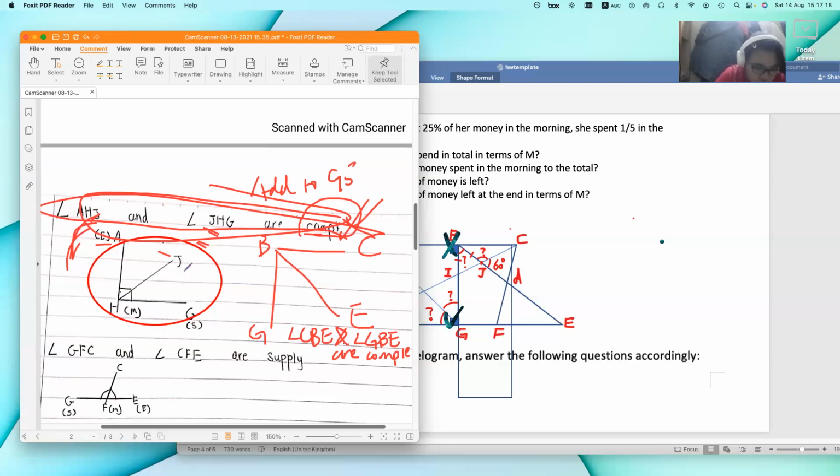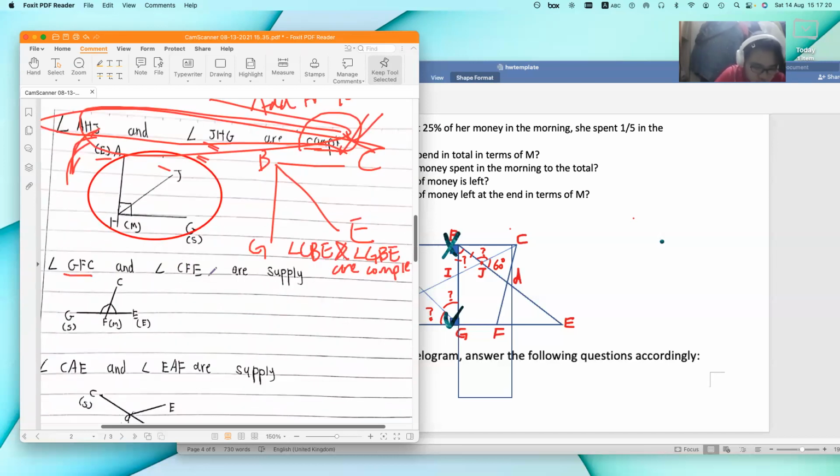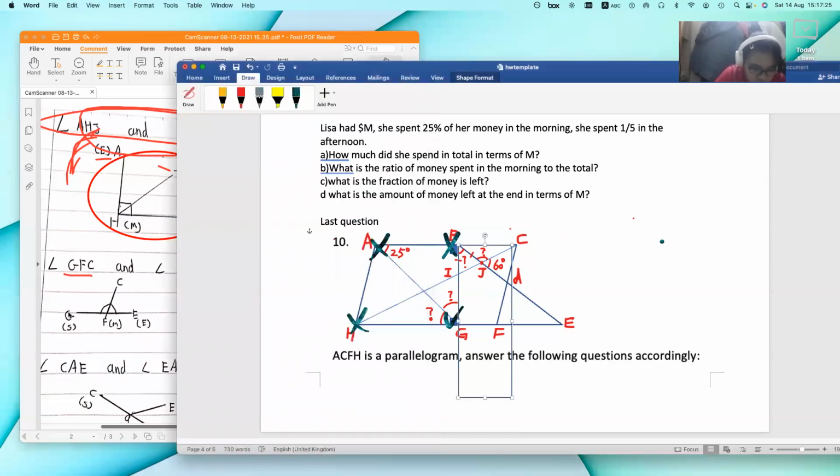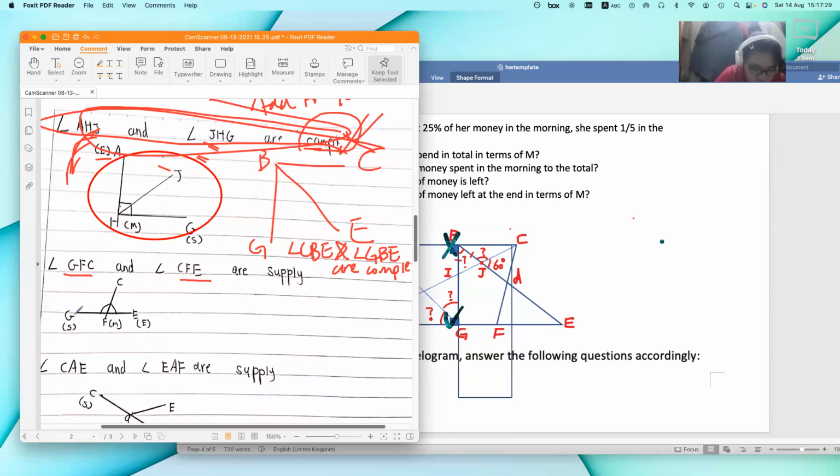All right? Next. GFC, CFE. So they add to... Okay, let's see. GFC. So you are taking GFE. Okay, you are taking GFE. So this is GFC. And then this is CFE. Okay, good. By the way, supplementary.